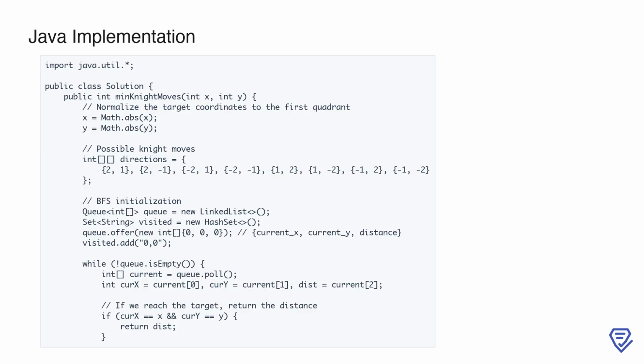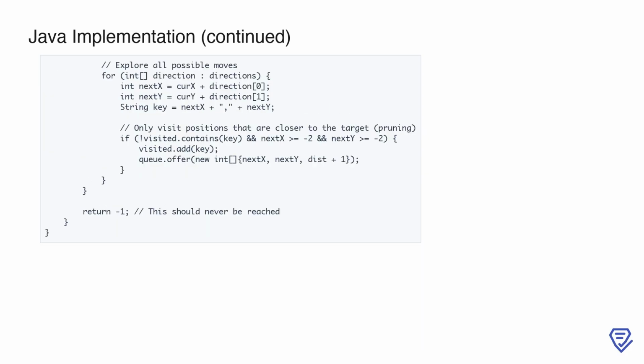The BFS loop begins, and while the queue is not empty, we pull the current position along with the distance traveled so far. If we reach the target coordinates, we immediately return the distance as the result. Now, we explore all possible moves from the current position.